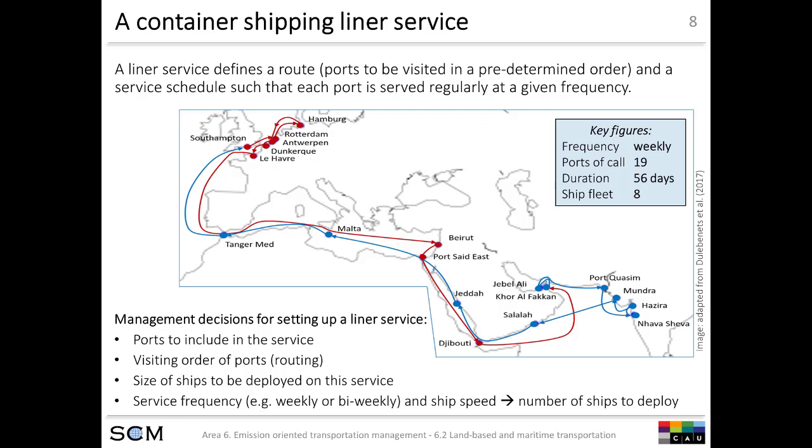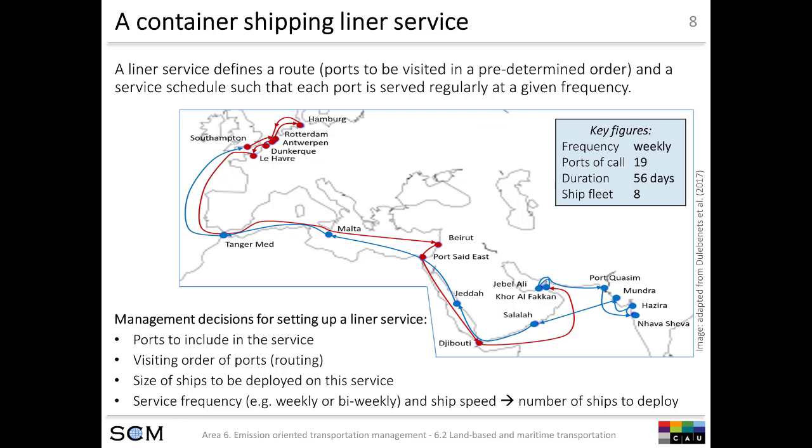At the bottom of the slide, you see management decisions that have to be made for setting up such a liner service. These decisions include which ports to actually service, what is the visiting order of the ports, the so-called routing of the ships, what is the size of ships that we deploy on the service, and what is the service frequency? Is it weekly? Is it bi-weekly?